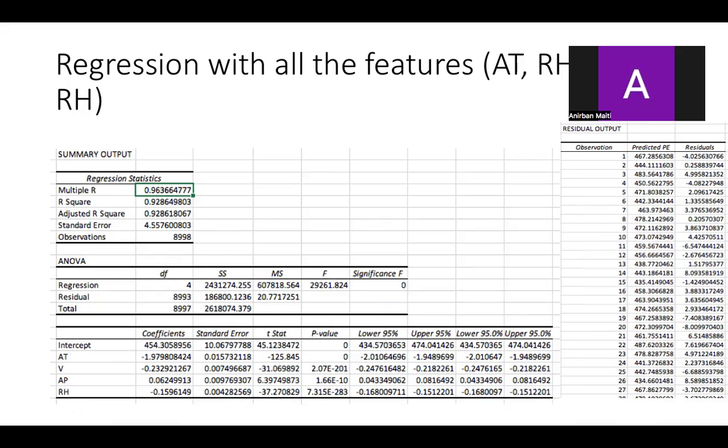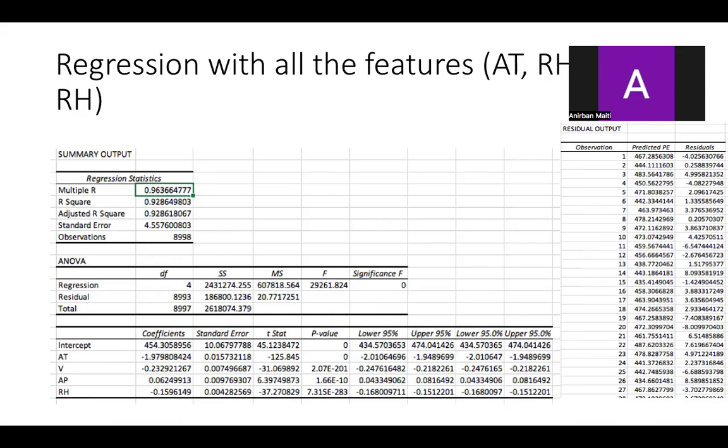So when I ran the regression the first time with all the features in, as you can see here, AT, V, AP, and RH, all of those features are plugged in to predict the output of the power plant. As we can see here, this is really awesome to see the result. The R-square value is close to 1, and the standard error is 4.5, which is really good.